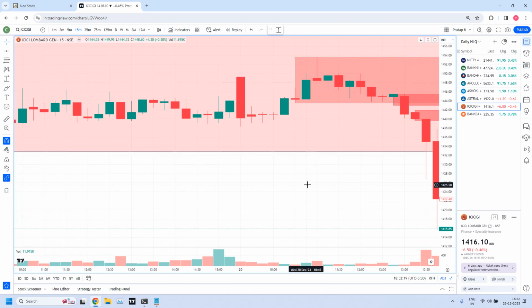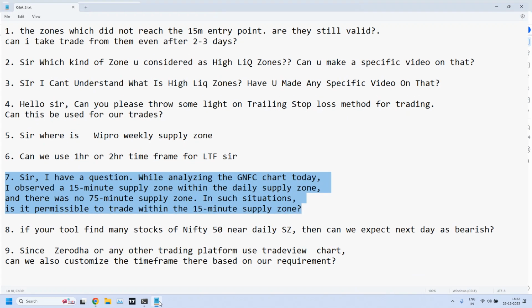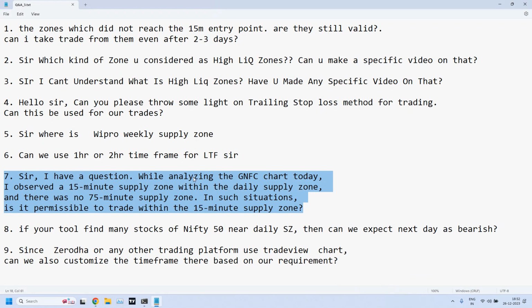So previously someone asked this question. Let me show you the question. While analyzing some chart, I observed a 15 minute supply zone within the daily supply zone. Directly jumped into the 15 minute supply zone inside the daily zone. And there was no 75 minute supply zone. That means the 15 minute zone is not having confluence with the 75 minute zone.